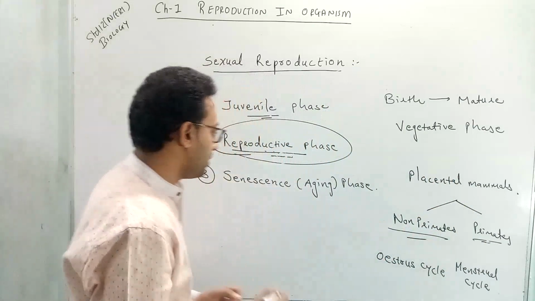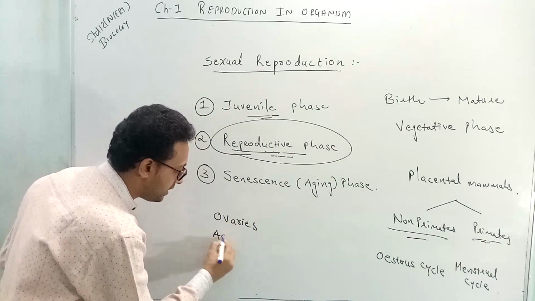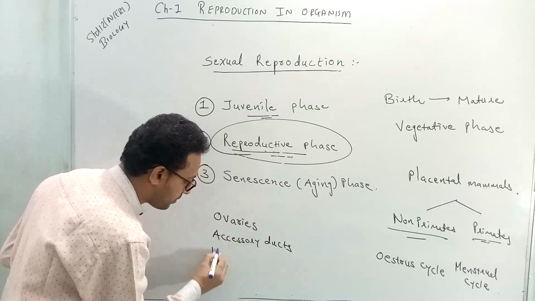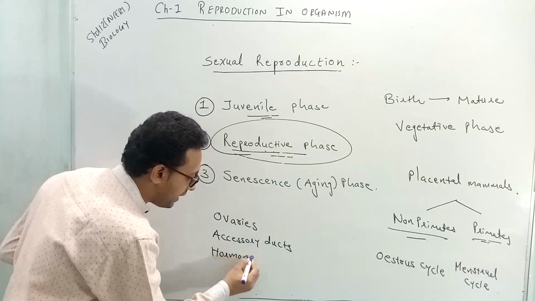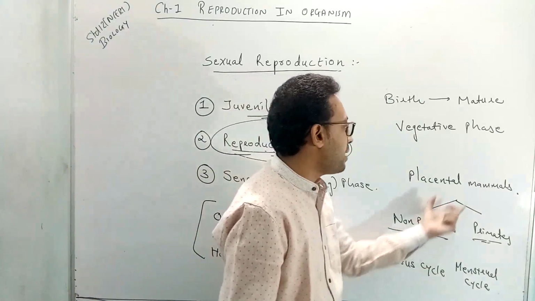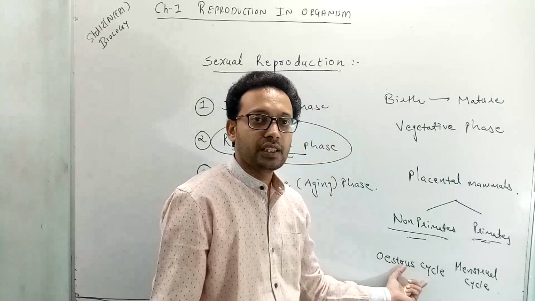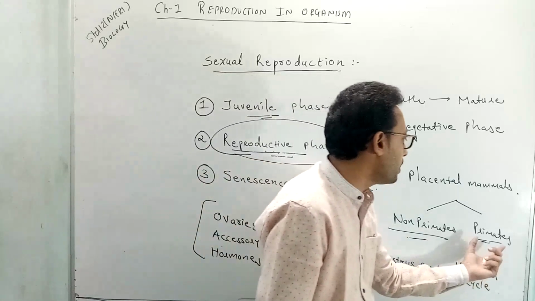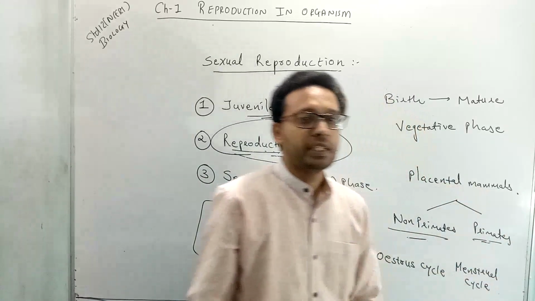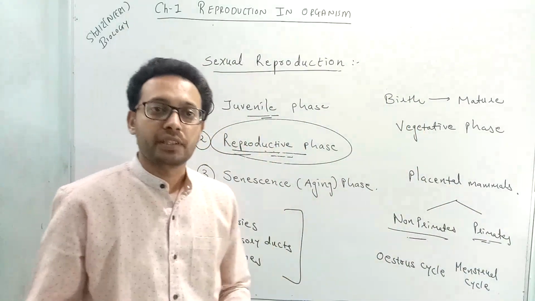So during the reproductive phase of placental mammal females, certain cyclical changes occur. Cyclical changes occur in what? In the ovaries, accessory ducts, and the level of hormones. If the cyclical changes occur in a non-primate placental mammal female, they are termed the estrus cycle. And the same kind of changes in primates of placental mammals is called the menstrual cycle. They can reproduce, and this is their reproductive phase.